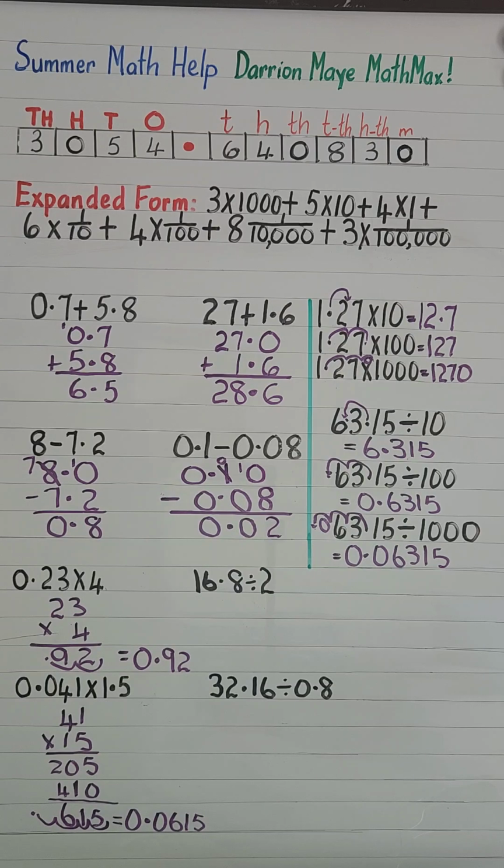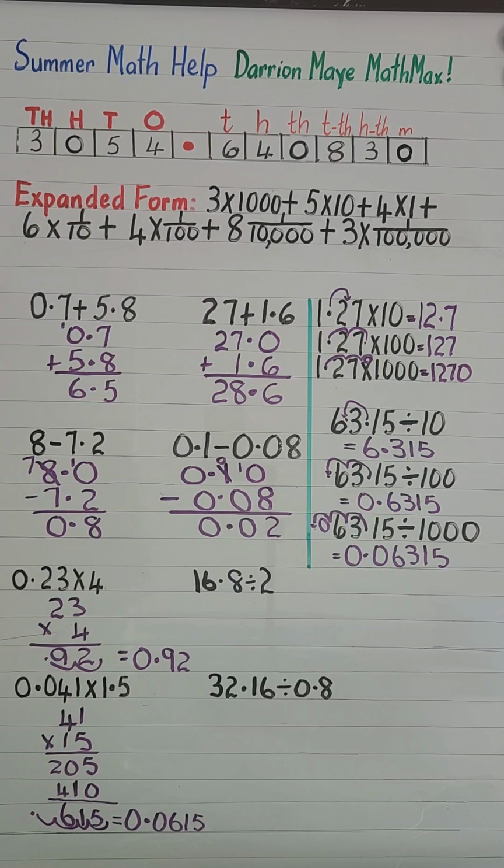So quick method: to multiply a decimal by 10 or power of 10, we move the point to the right, and to divide a decimal by 10 or powers of 10, we move the decimal point to the left. So now let's move on to dividing decimals with whole numbers.